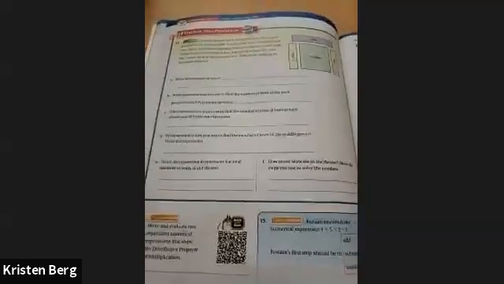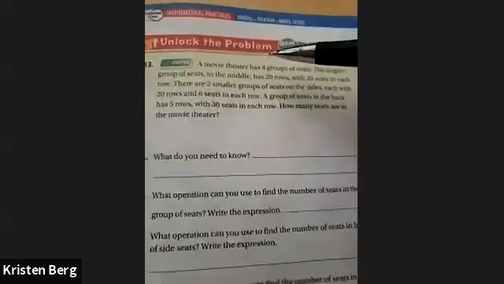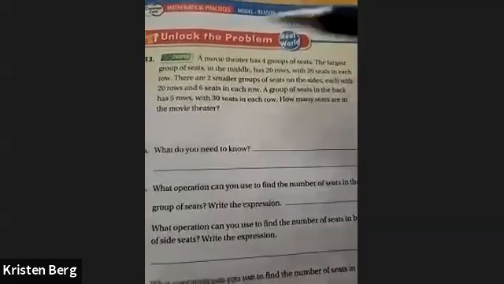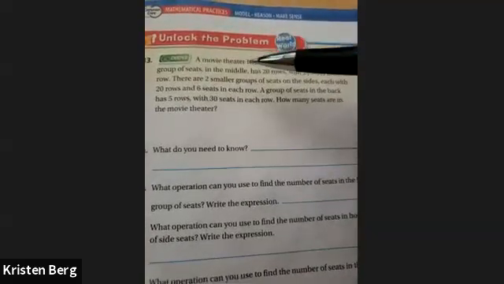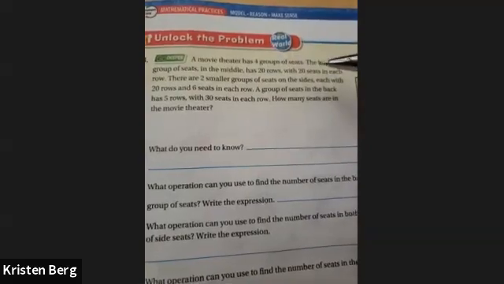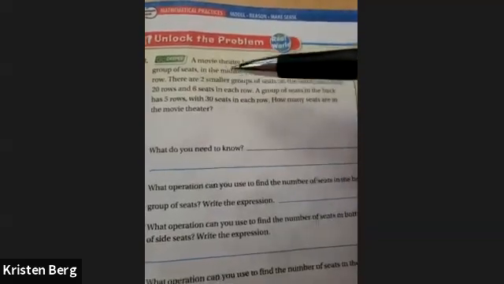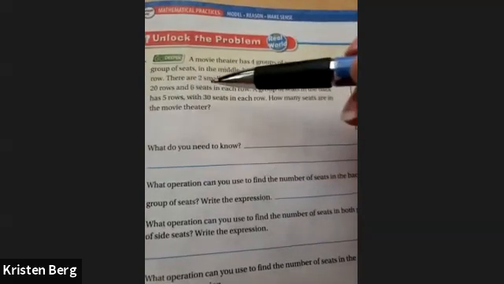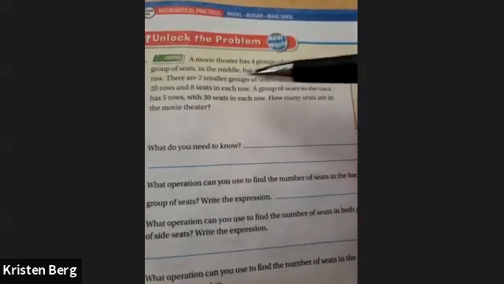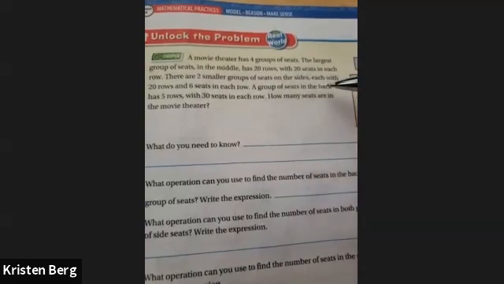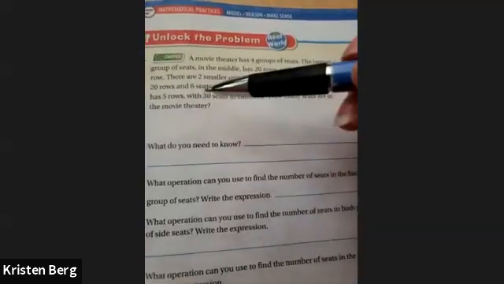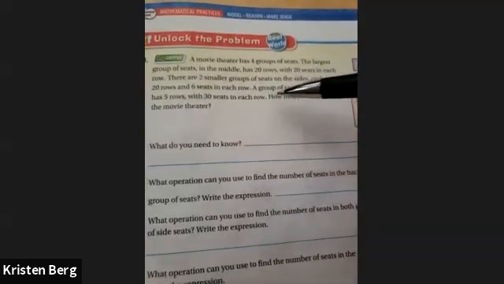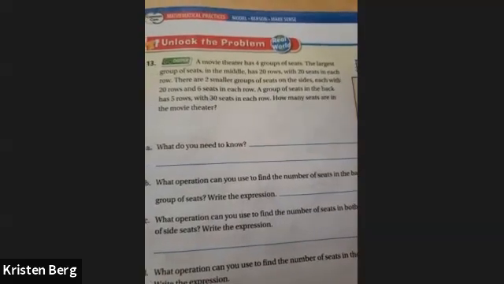All right, next thing. The next thing here, it says a movie theater has 4 groups of seats. The largest group of seats is in the middle, has 20 rows with 20 seats in each row. There are 2 smaller groups on the sides, each with 20 rows of 6 seats in each row. And then a group of seats in the back with 5 rows with 30 seats in each row. How many seats are in this movie theater?